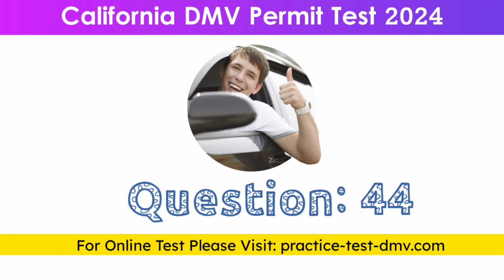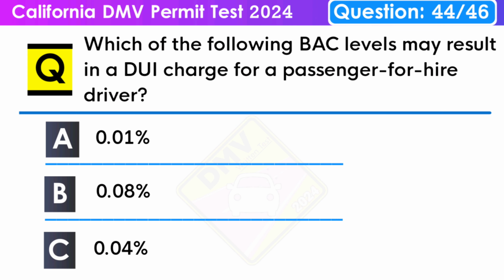Question 44. Which of the following BAC levels may result in a DUI charge for a passenger for hire driver? A. 0.01%. B. 0.08%. C. 0.04%. Correct answer: C. 0.04%. For passenger for hire drivers, it is illegal to drive with a BAC of 0.04% or higher.